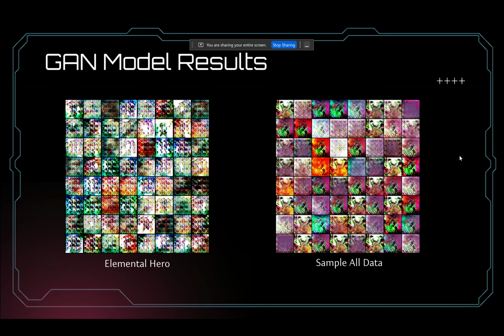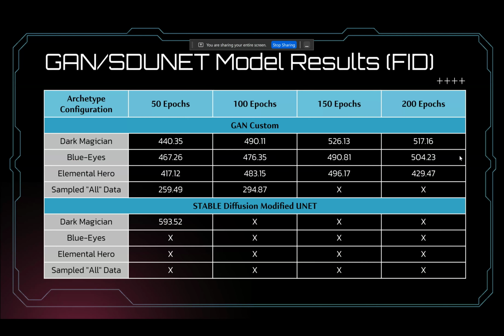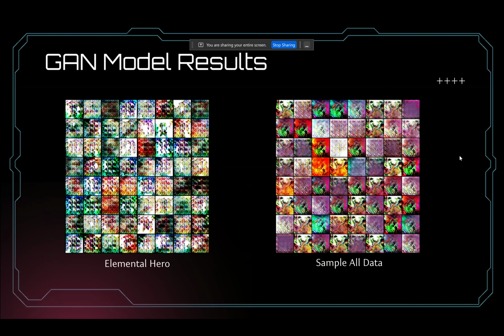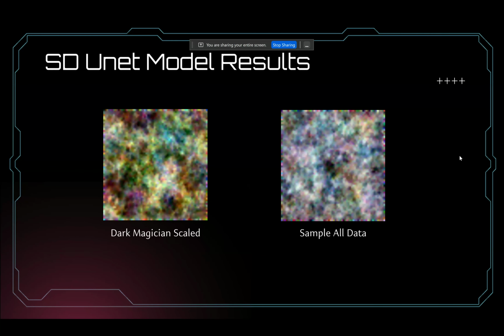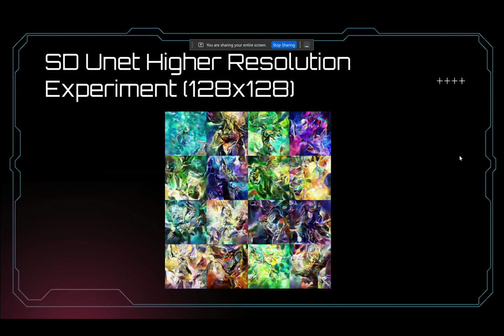We also did UNet from Stable Diffusion, but computational constraints really limited us there. Anywhere you see an X is a constraint. And for the results, here's all data and Elemental Hero at 50 epochs. You can see that the sample data somehow looks less messy than even the archetypical construct on the left. This is a little snippet from what the UNet model produced at some point, also blurry. And when we increased the resolution, we actually got better results. This was from a subset of the data, not even the whole thing.